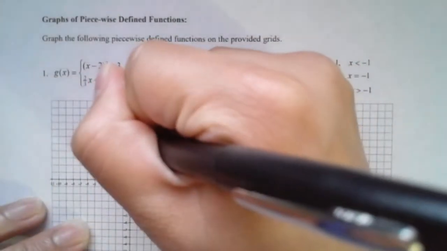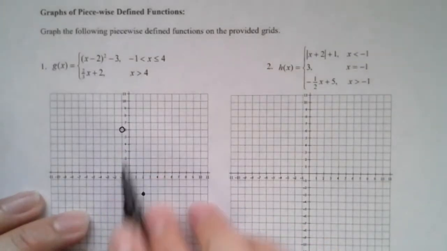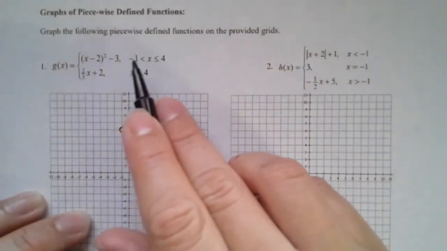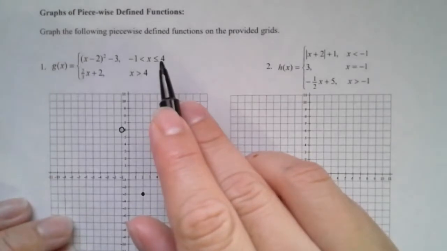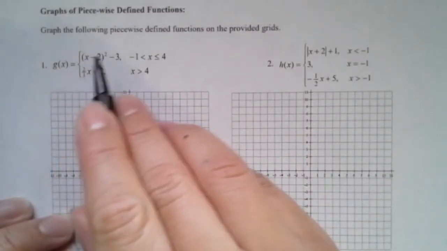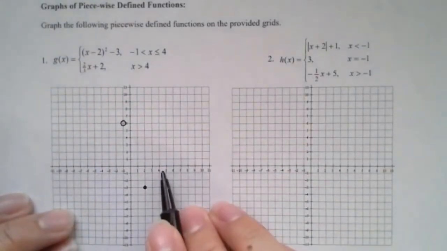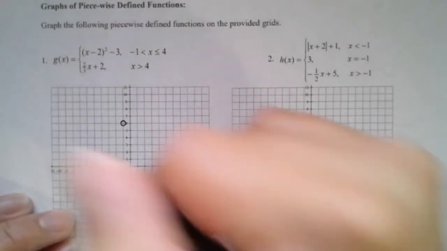We said it was positive 6, so there's an open circle there at positive 6, when x is negative 1. Similarly, take now the 4. Plug in 4 minus 2, you're going to get 2. 2 squared is 4, subtract 3, you get 1. So when x is 4, you get 1.